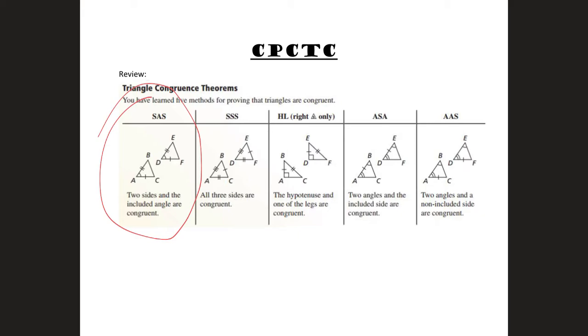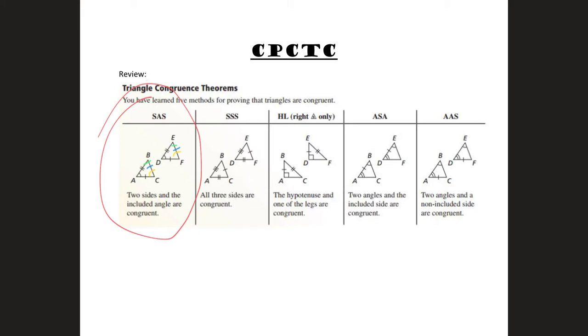So if we used SAS to get the triangles congruent, we could then say, well, BC is also congruent to EF, and angle B is also congruent to angle E. Sorry, those marks aren't looking very good on here. And angle C is also congruent to angle F. And the reason we know that is because if the whole triangle is congruent using the shortcut, then all of its corresponding parts must also be congruent.